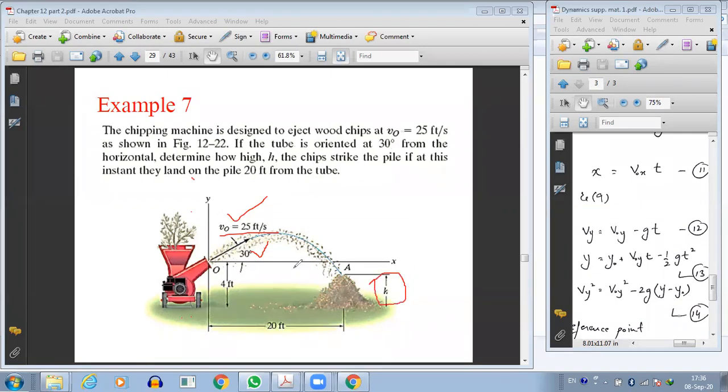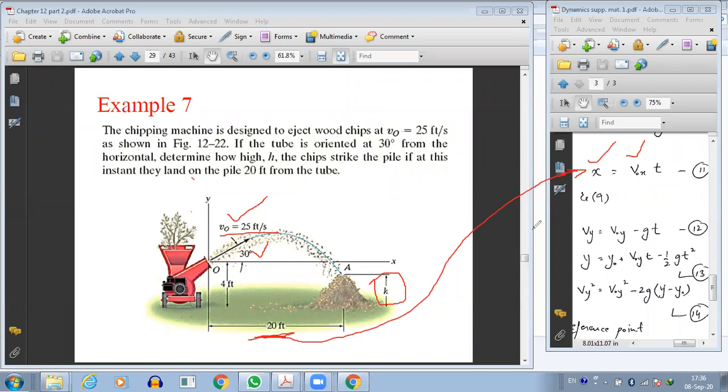We have the initial velocity and the angle, so we have v naught x and v naught y. It is also given that this is 20 feet, so x is also given. This will be 20 feet, so you can find the time directly.